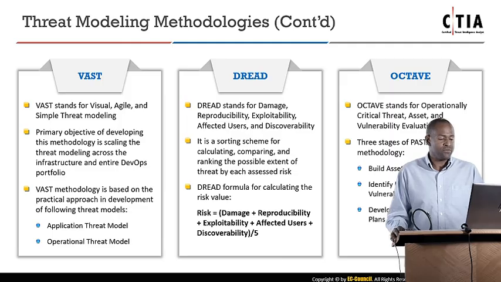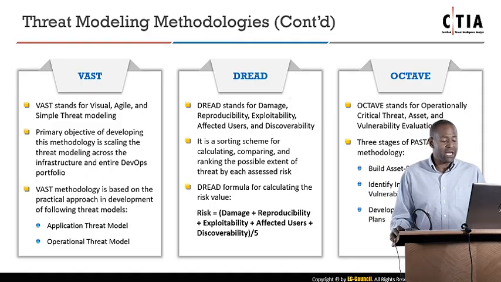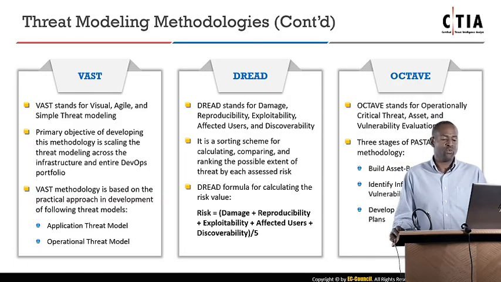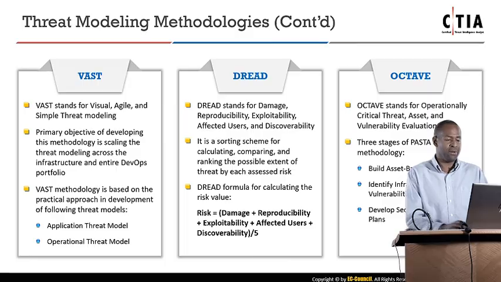DREAD stands for damage, reproducibility, exploitability, affected users, and discoverability. And if you look down here at the formula for DREAD, the risk is going to be equal to damage plus reproducibility plus exploitability plus affected users plus discoverability, divided by 5, which essentially gives you a mean or an average and allows you to assess risk, right? So that's a little bit about DREAD.